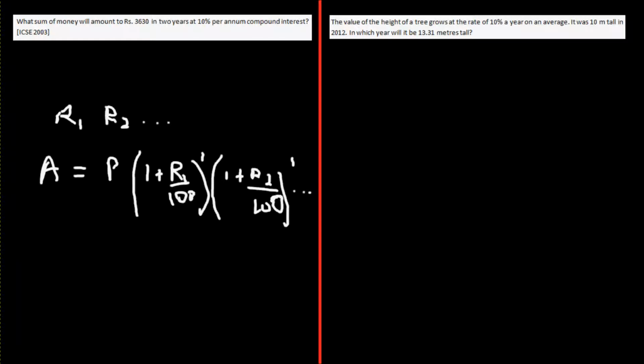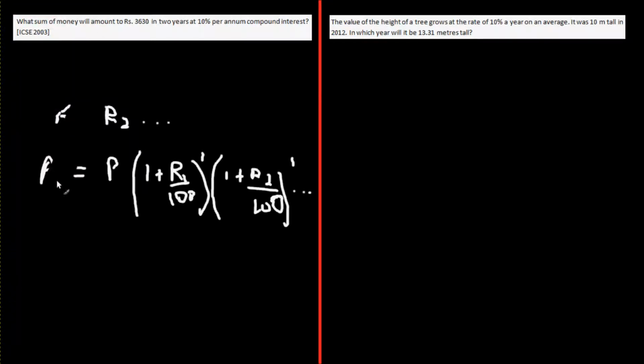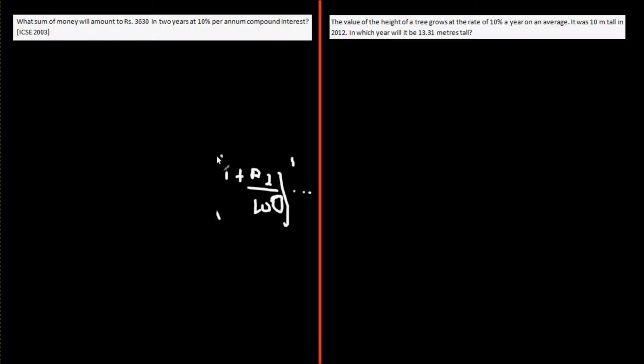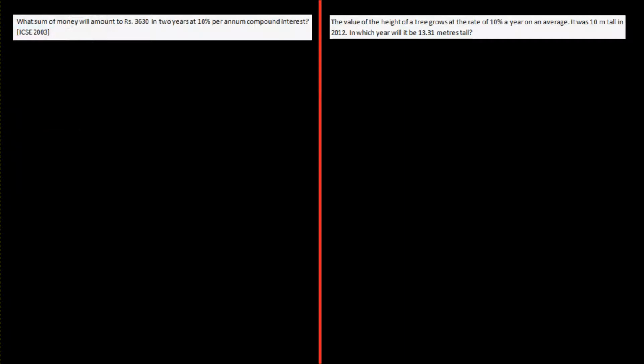Now I'm going to come to the questions. So I'm just going to erase this again. The first question is pretty elementary. You can do it with the basic formula. What they have given you over here is the sum of money, which will amount to rupees 3630 in 2 years at 10% per annum compound interest. That's what you have to find.